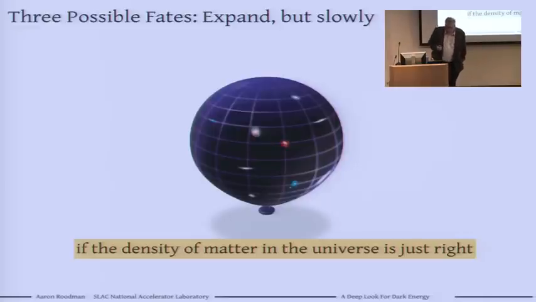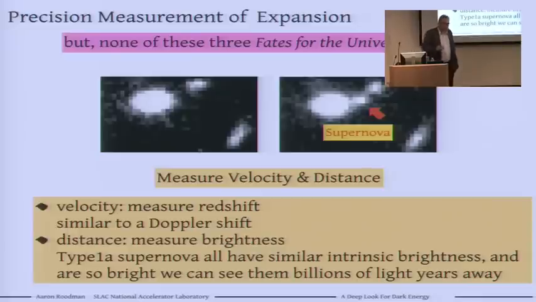So we discovered, not quite 20 years ago, that actually all 3 of those possible futures, all 3 of those histories for expansion, were wrong. And the reality was somewhat different. So I'll just tell you a little bit about that. The key in doing that was finding a certain class of objects, a certain class of supernova, exploding stars, for which we could measure both their velocity from their redshift and their distance from their brightness.